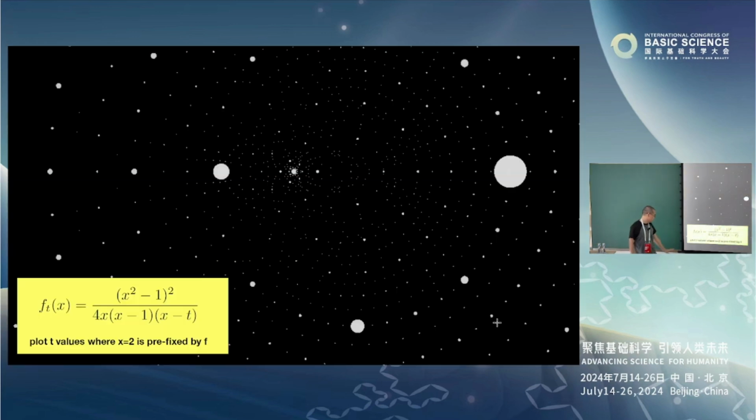And this one is the t value such that x equal to 2 is preperiodic, is prefixed by f. So you can see that there are lots of t, right? They have common preperiodic points, right? Because for any t here, this is a t, this is another t, this is another t, x equal to 2 is fixed, right? So it means that for all these t, there is a common preperiodic point, at least one point, 2, right?